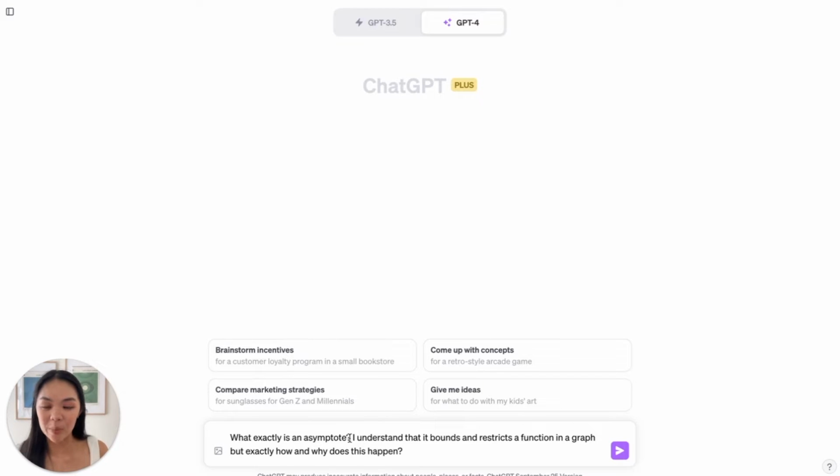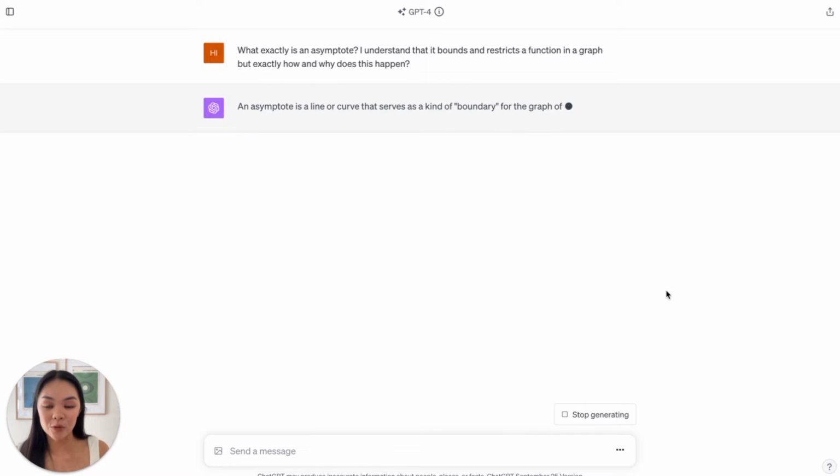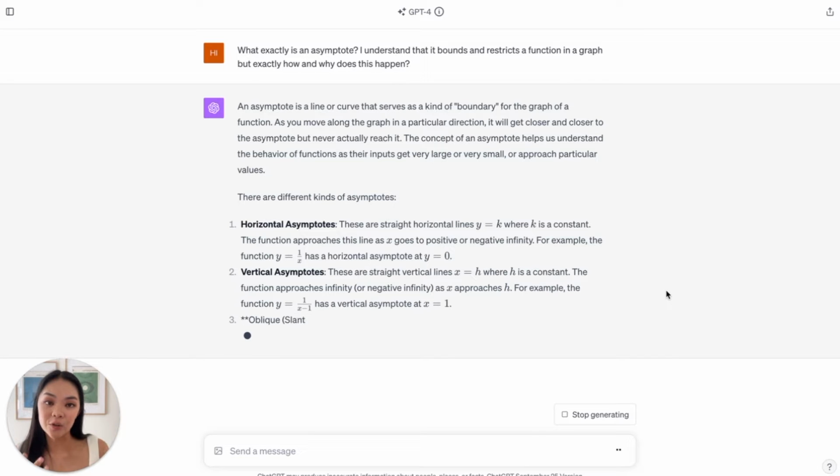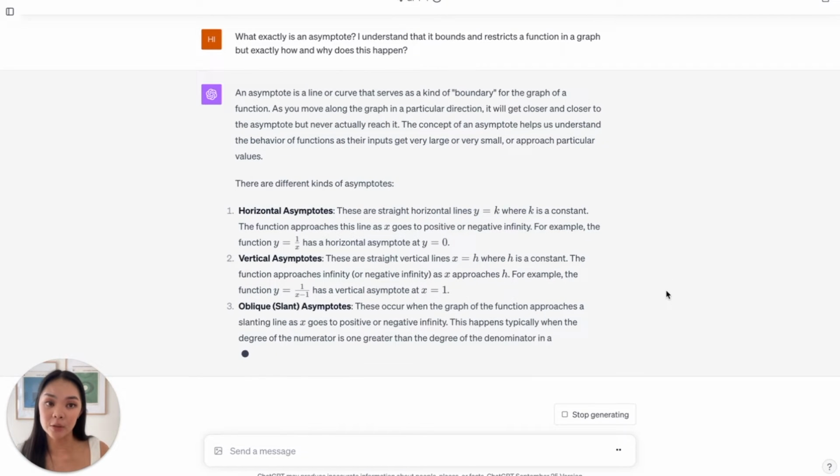So let's just say your student asks you what is an asymptote, and they say that they understand it bounds and restricts a function in a graph, but they don't fully understand how and why this happens. You can put this information and question into ChatGPT and see what it says in response. This is particularly helpful if you're reaching the end of a session and you feel like your student still has lots and lots of questions for you.